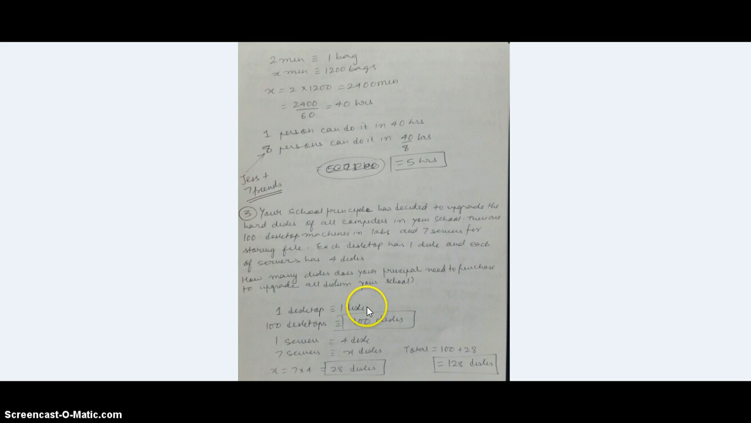So it says one desktop, one disk, total 100 desktops, so there would be 100 disks for 100 desktops. It says each server has 4 disks, so there are a total of 7 servers. So 7 times 4 would give you 28 disks. So 100 disks are required for desktop machines and 28 disks are required for servers. So the total required disks would be 100 plus 28, that is 128 disks.